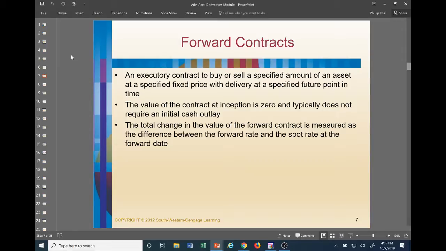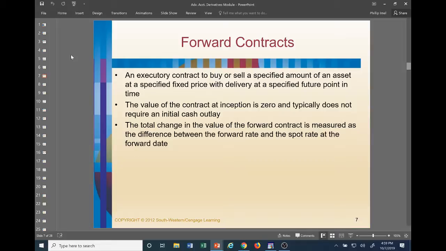The current price or rate for the asset is known as the spot rate. The specified future point is referred to as the forward date. Now, the difference between the spot rate and the forward rate at inception is referred to as the premium or discount and is going to represent the time value of the contract. Forward contracts are not formally regulated on an organized exchange, and the parties are going to be exposed to a risk that default of the contract could occur.